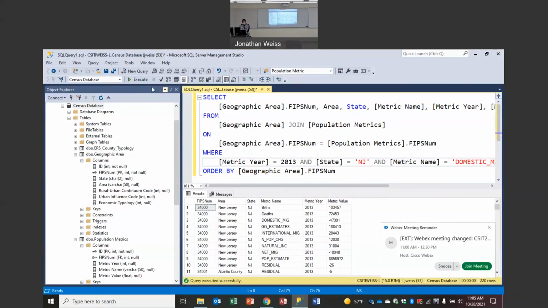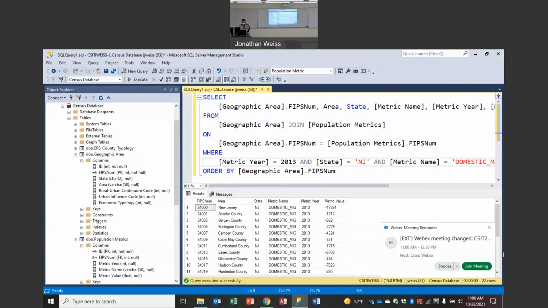There we go. So I realized that, and I now have my query, and here we have the domestic migrations for New Jersey in 2013. That was query one. Any questions on that?